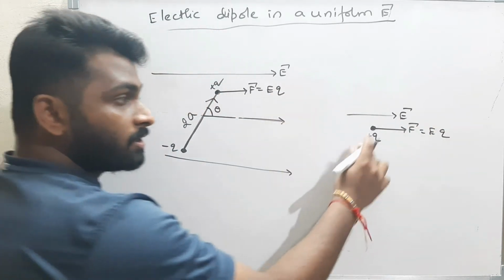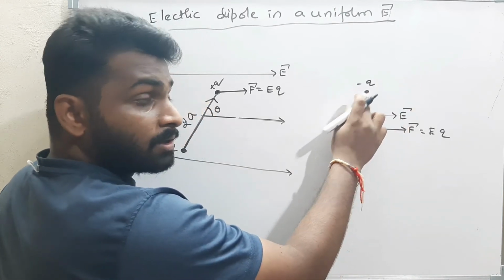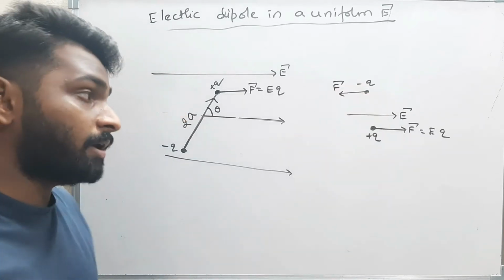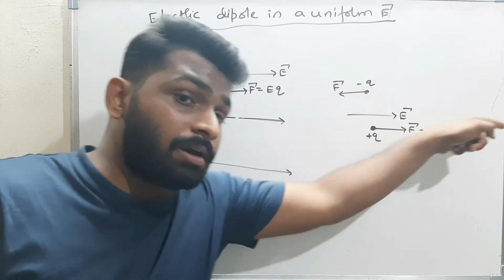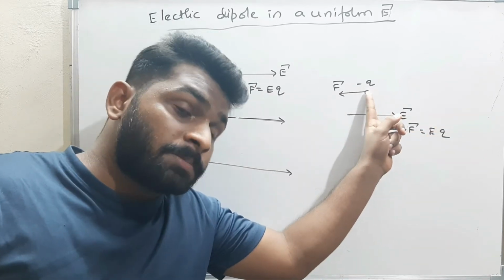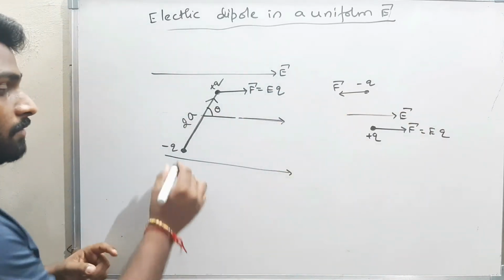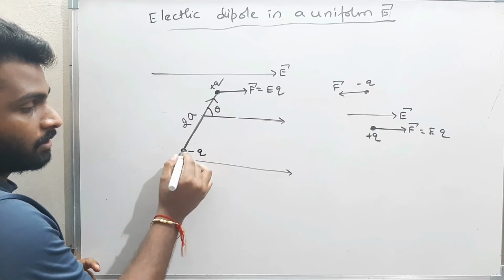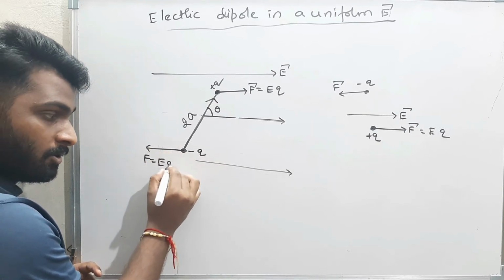Okay, and if you place a negative charge, then always the force will be opposite to the electric field. If I place a positive charge, the force acting on this positive charge will be in the direction of electric field. But if I place a negative charge, the force acting on the negative charge will be opposite to the electric field. Therefore, this is the force. If this is minus q, the force will be in this direction. Even the magnitude is the same, E into q.